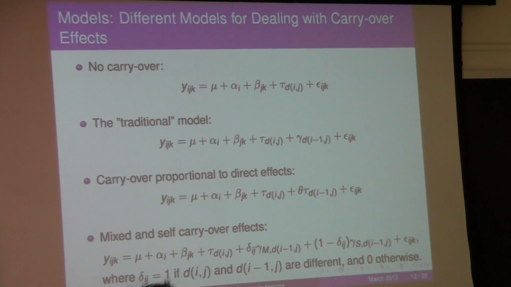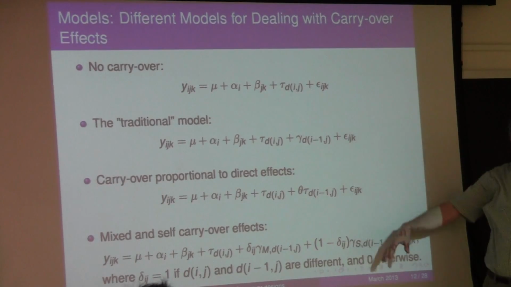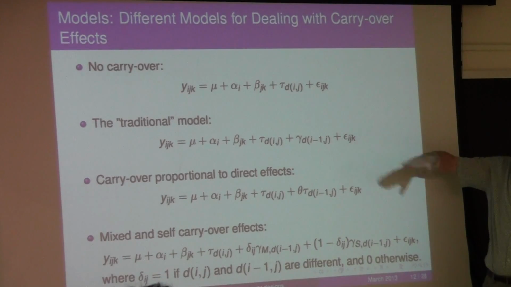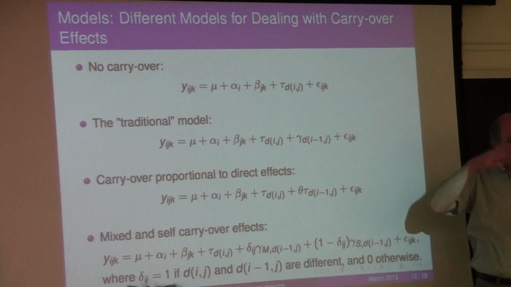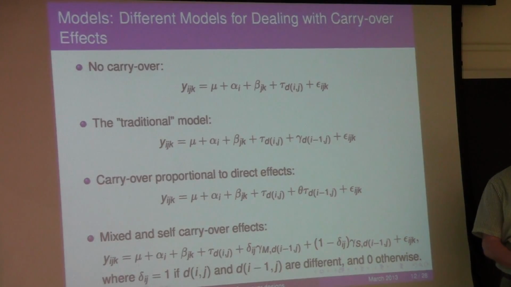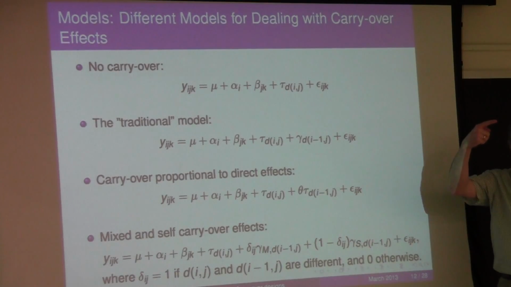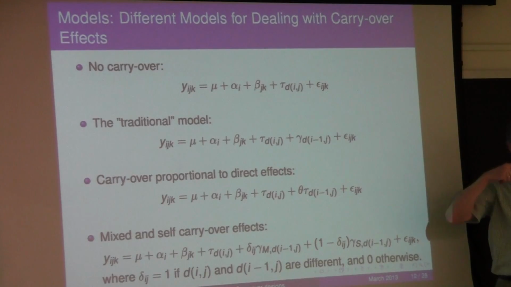So those are the four models that I'll talk about. So either no carryover model, or this traditional model, which simply says there is, for each treatment, a single carryover effect. It doesn't matter what treatment in the current period is, it only depends on the treatment in the previous period. Or this model, which says the carryover effect is proportional to the direct treatment effects. Or this model, which says the carryover effect not only depends on the treatment in the previous period, but also depends on whether in the current period we use the same treatment or a different treatment than that in the previous period.